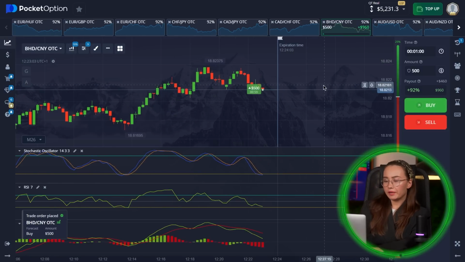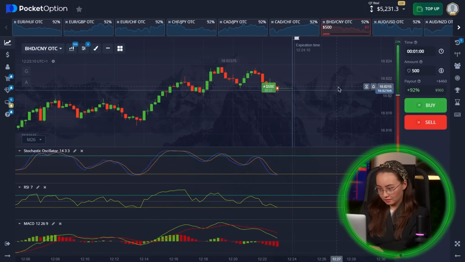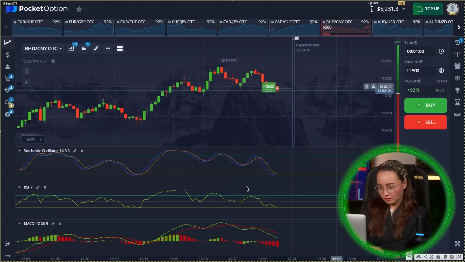Yeah, I'm opening a long trade here. Any guesses why? Because both Stochastic and RSI are in the lower zone and MACD is above 0. Everything points to the price being at its lowest and ready to reverse upward. Plus, we've got an upward movement here.